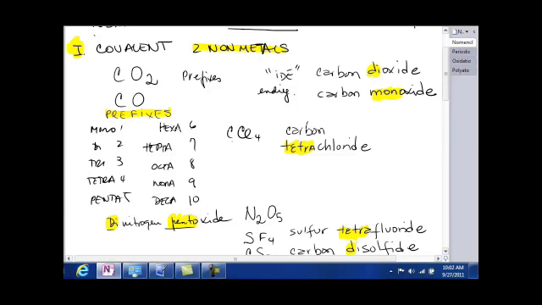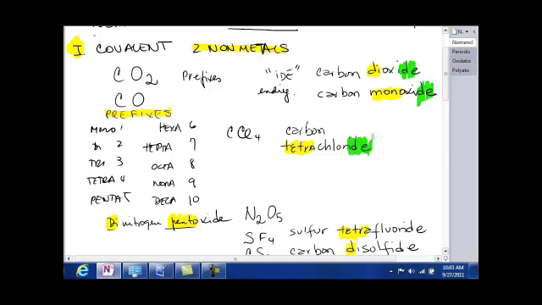So if I am to name CCl4, what's that name going to be? Carbon tetrachloride. So I have my ending IDE, just like I did in carbon monoxide, carbon dioxide, carbon tetrachloride. Everybody's ending in IDE. So my ending is IDE. Let's outline that ending. IDE, IDE, IDE. Okay.